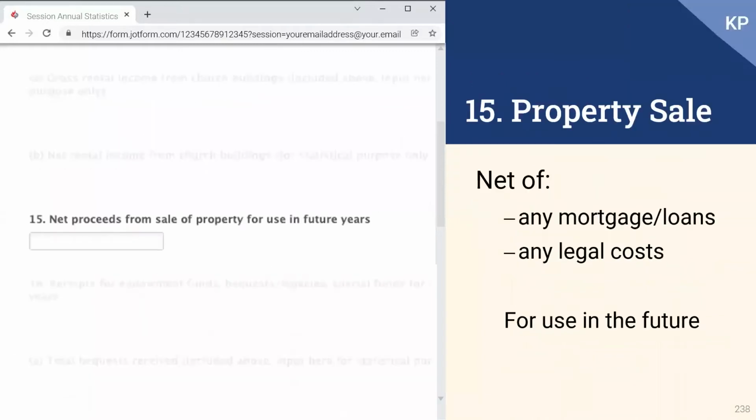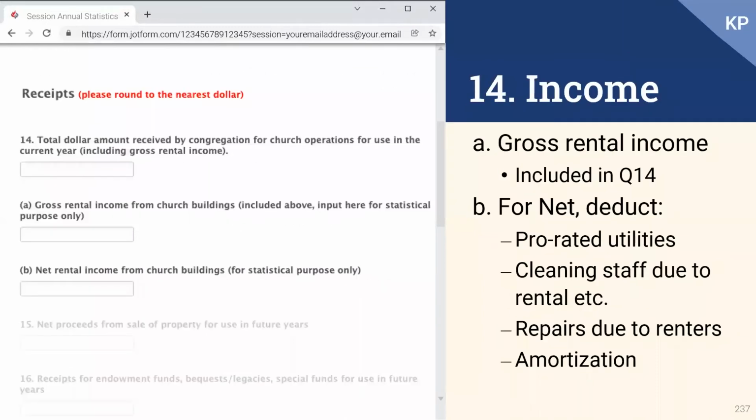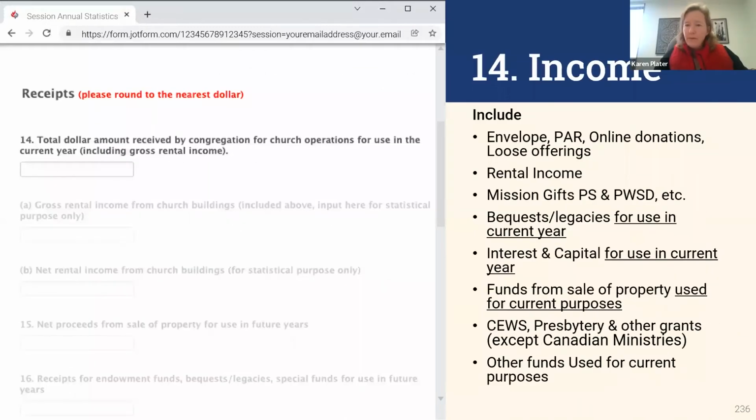Can I just ask one quick question about 14? Sure. We use a lot of interest money in our budget. Is that included in line 14? Yes. If the interest money was used towards your budget and to pay for your current expenses, then it's included in line 14. If the interest money is reinvested and it's just sitting in the bank to support future ministry, then it's not included in line 14.